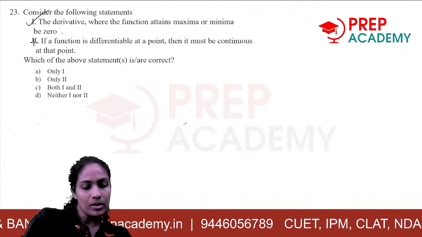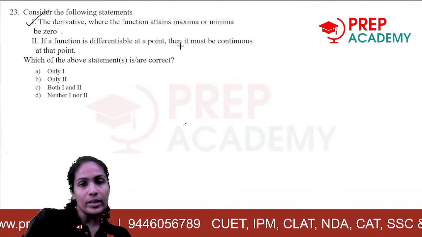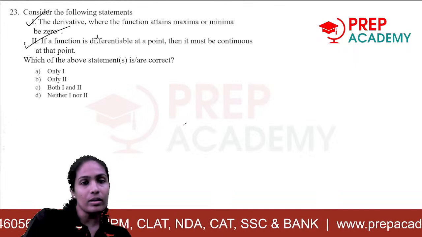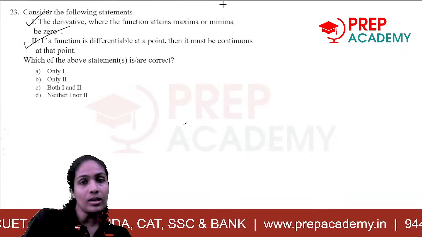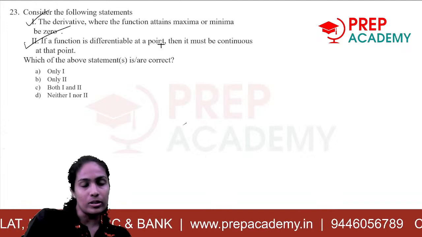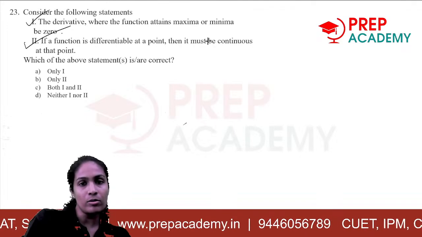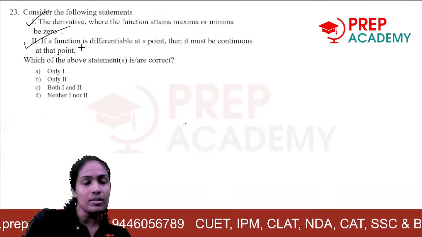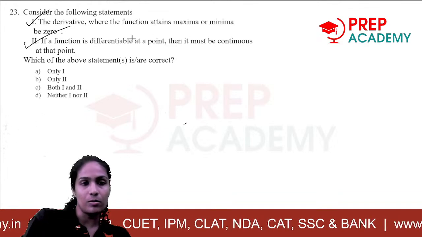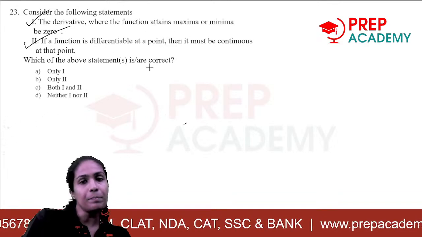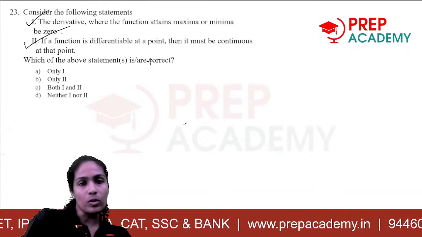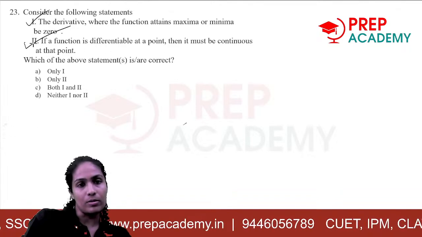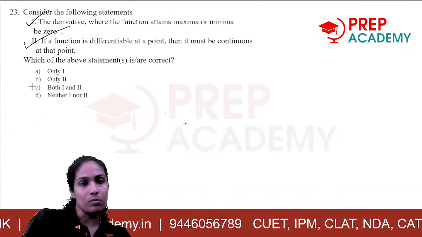Now the second statement: if a function is differentiable at a point, then it must be continuous at that point. That is also a correct statement, because every differentiable function is continuous, but the reverse is not true. Every differentiable function is continuous, but not every continuous function is differentiable. So the second statement is correct. Differentiability at a point is a sufficient condition for continuity, but the vice versa is not correct. If a function is continuous, it may not be differentiable. So both the statements are correct. So both 1 and 2.